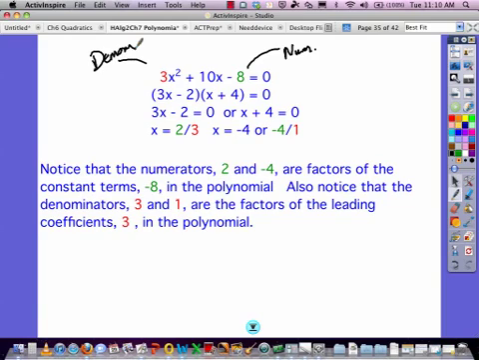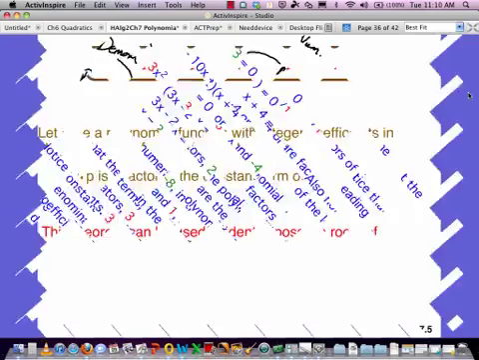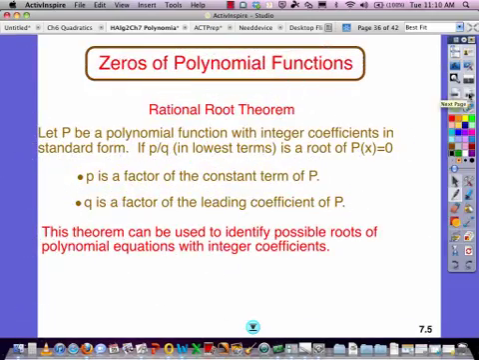So that's really important. And that happens every single time on a trinomial when you're finding the zeros. The numerators come from the constant, last term, like people like to say, and the denominators come from the first term. So you're going to see that pattern used in what we call the rational root theorem.